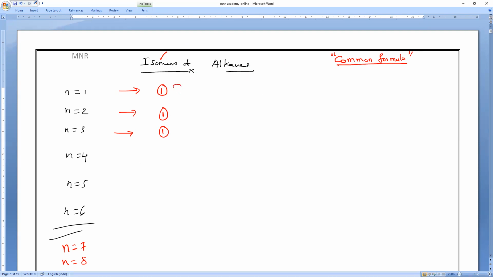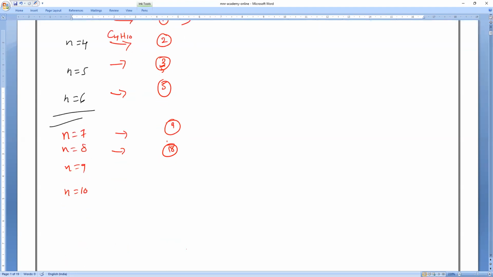So up to n equals 3, isomers are 1 itself. n equals 4, butane. So what is the formula? C4H10. So how many isomers, all of you? 2. n equals 5, isomers are how much? 3. n equals 6, isomers are 5. n equals 7, isomers are 9. n equals 8, isomers are 18. n equals 9, number of isomers, how much guys? 35, and n equals 10, number of isomers are 70.